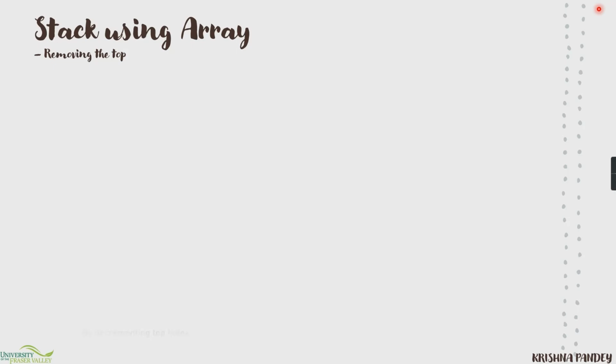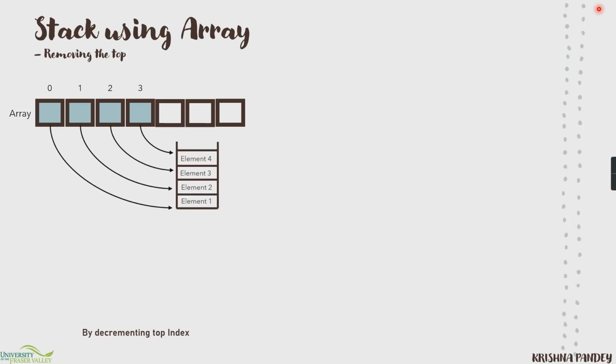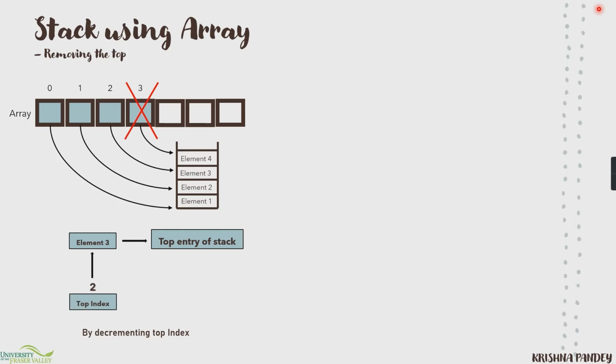First is by decrementing the top index. Like here we have the array where we have 4 indexes 0, 1, 2 and 3 and the stack will be having 4 elements, element 1, 2, 3 and 4. And if we want to remove the third index entry, that will be our element 4, then it will be returned to the client and the top entry of our stack will become the element 3 and the top index will be 2.